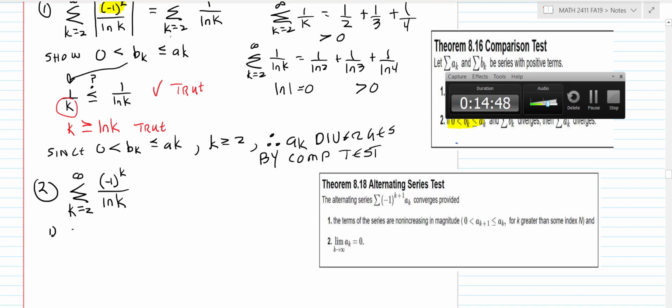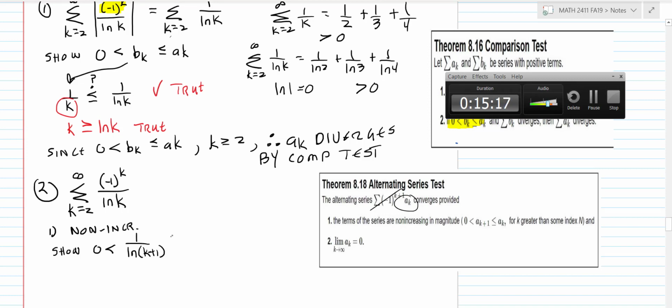So the first thing is, we're going to see if the terms are non-increasing. So we have to look at this particular inequality here. Now remember, what we're doing here is disregarding the signs. So we're just taking that off, and we're only looking at this piece here. That means we need to show 0 is less than 1 over ln of k plus 1.